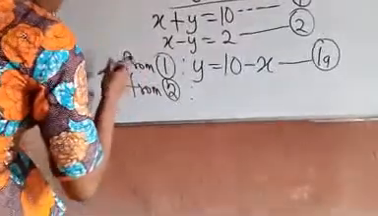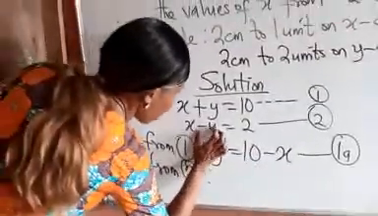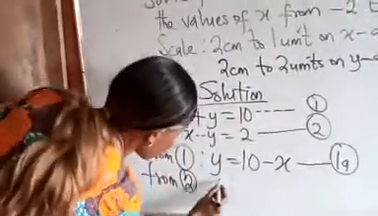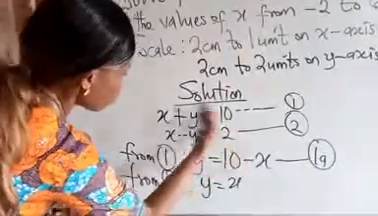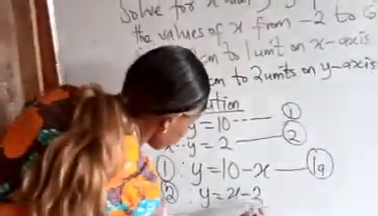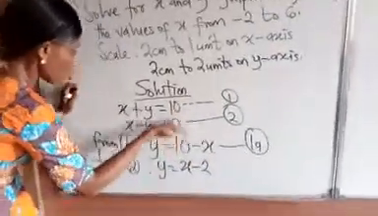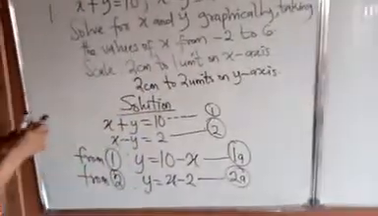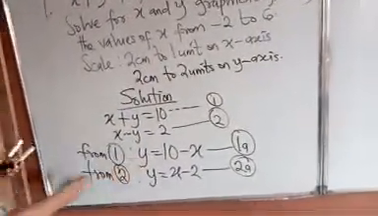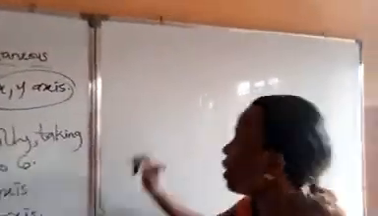From equation 2, y is negative. I want it to be positive, so I'm moving it this way. Minus y crosses over, becomes plus y. Therefore, I'm taking 2 over this way. I have minus 2. So minus y moves this way, plus 2 moves this way. I have equation 2a. So I succeeded in making y the subject of the formula in both equations. The next thing you do is to make a table of values for 1a and 2a.